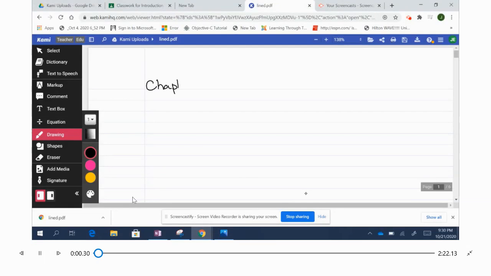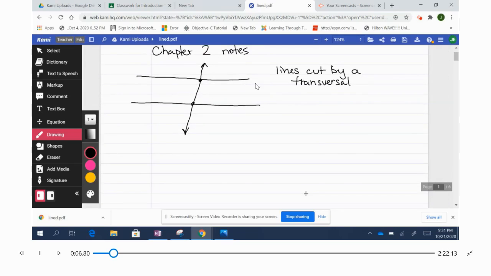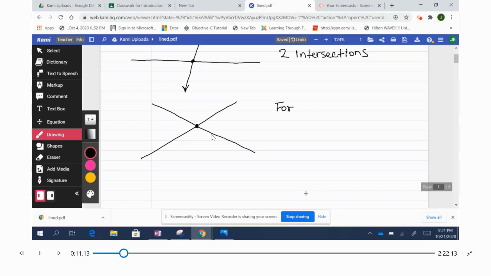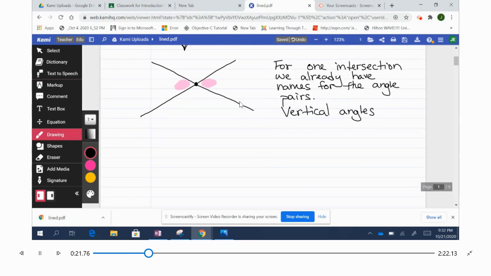So, second part of the chapter 2 notes, angle pairs. What we have is lines cut by a transversal. I don't want to say they're parallel lines cut by a transversal. Used to be. When you were taught this before, the two lines were always parallel. Now we're not so sure. We have to kind of show that they are.